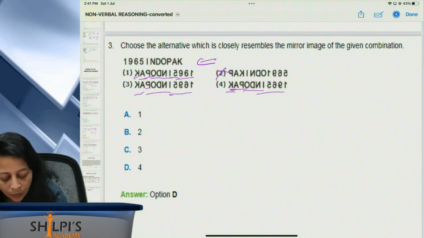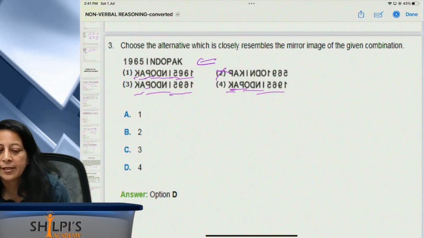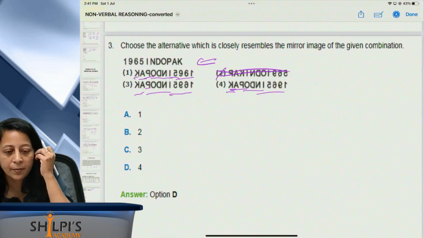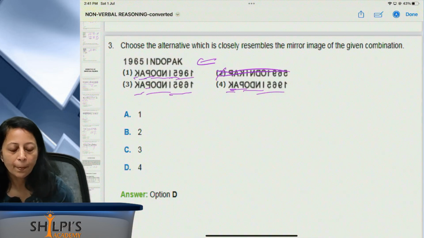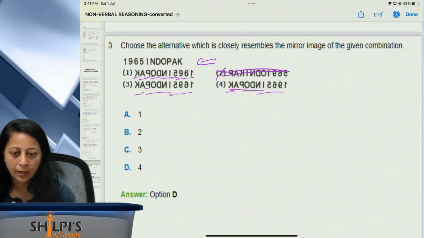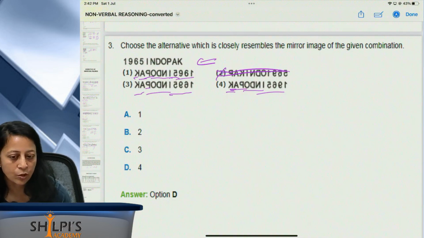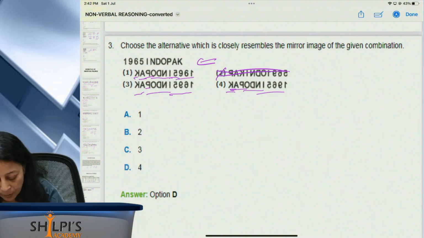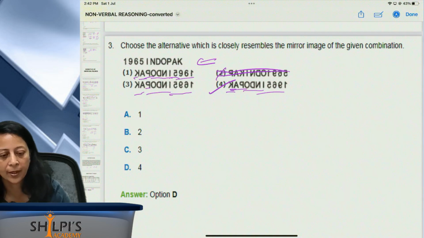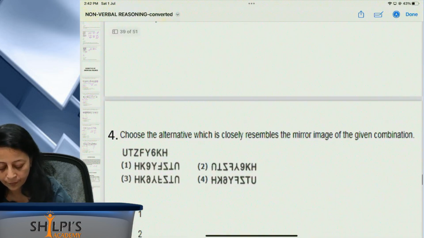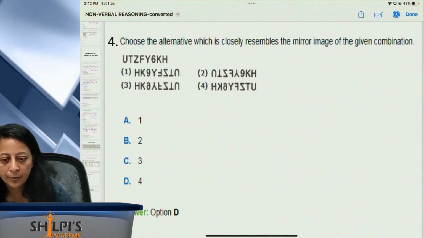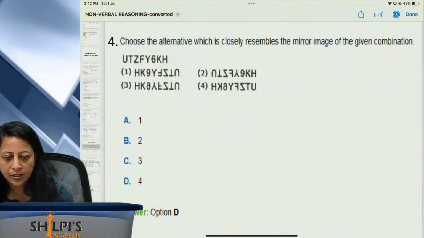Now you have to look into the letters carefully. We have taken away one option because it was not perfect, but here the words look perfect, so now you have to see the mirror image for this and choose it. Once you see the mirror option, you get option D. Choose the alternative which closely resembles a mirror image. Again the same thing, students.